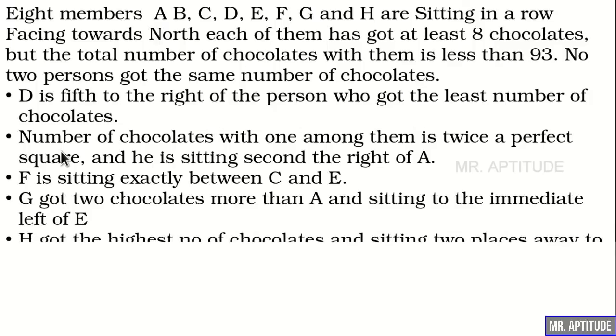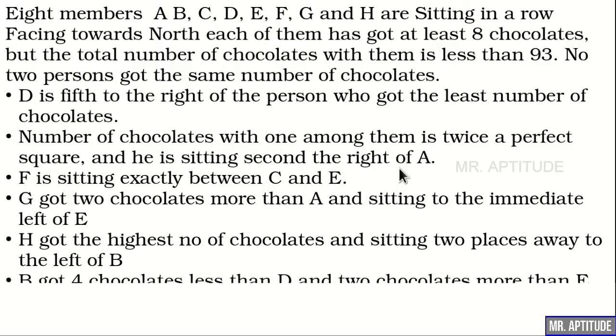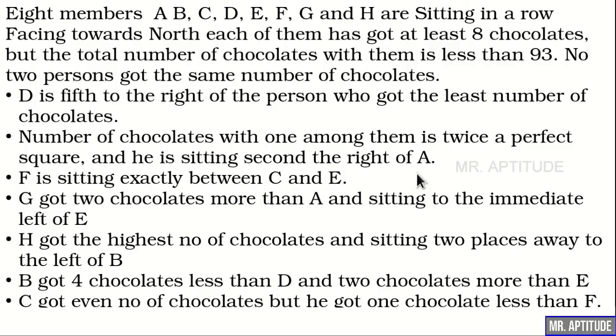In the next condition, you are given that the number of chocolates with one among them is twice a perfect square, and he is sitting second to the right of A. Second to the right itself says that exactly one person should sit between these two. In the next condition, F is sitting exactly between C and E. Exactly between, so it may not be the immediate next. It means the number of persons sitting between C and F is the same as the number of persons sitting between F and E. Next condition, G got 2 chocolates more than A and is sitting to the immediate left of E.